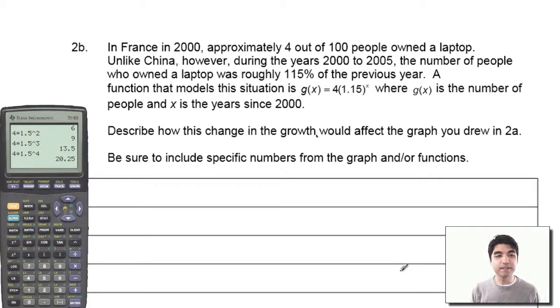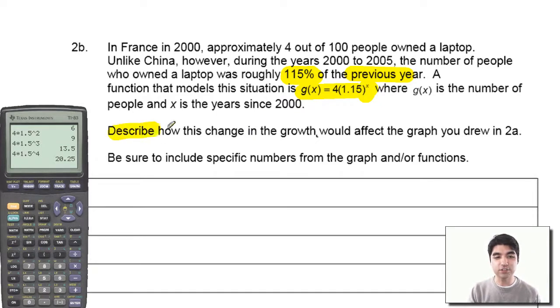Hey, so we're on 2B, and it says in France in 2000, approximately 4 out of 100 people owned a laptop, same as China. Unlike China, however, during the years 2000 to 2005, the number of people who owned a laptop was roughly 115% of the previous year. A function that models this situation is g of x equals 4 times 1.15 to the x power, where g of x is the number of people and x is the years since 2000.